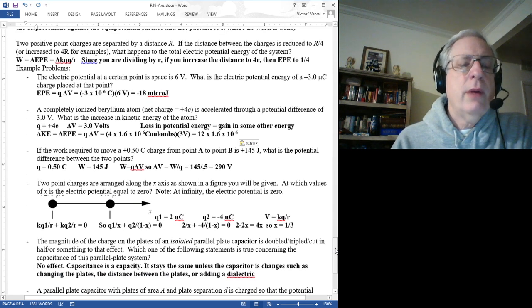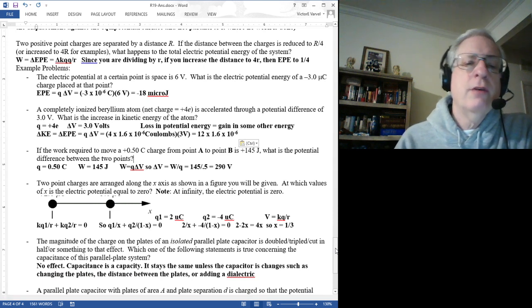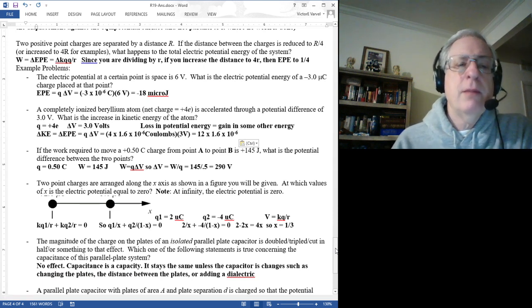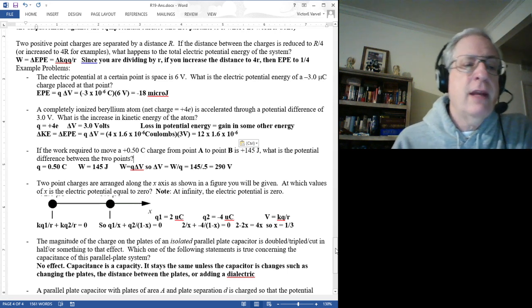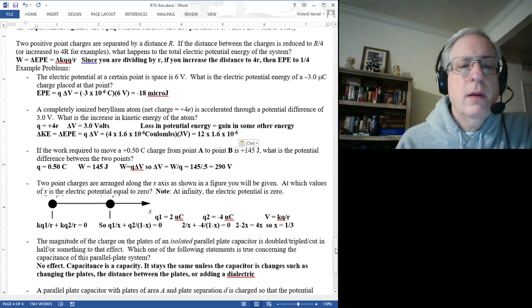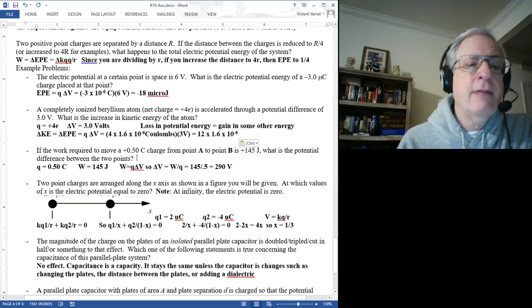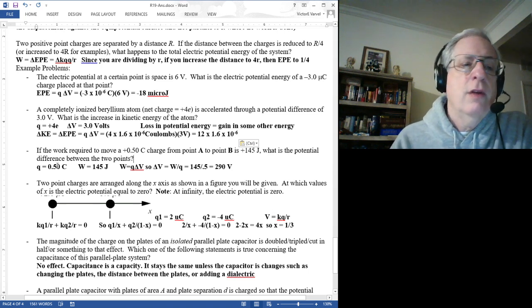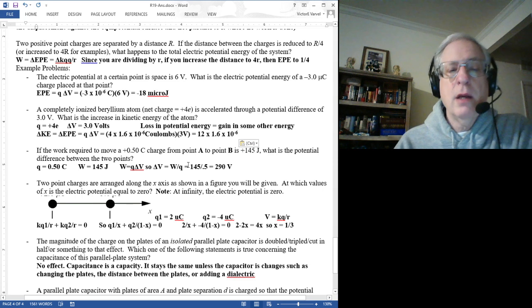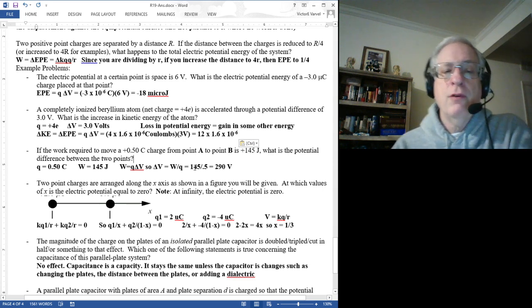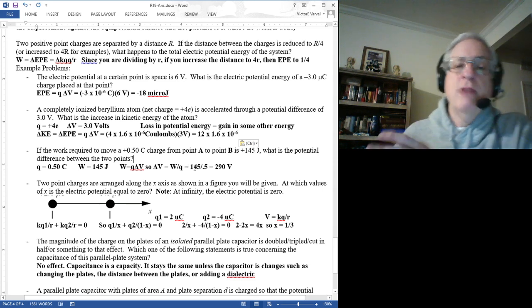Next one, if the work required to move a 0.5 coulomb charge from point A to point B is 145 joules, what is the potential difference between the 2 points? So I've given you work, so I've also given you delta EPE because they are equal, and I've given you the Q. Q is the charge, so I know Q is equal to 0.5 coulombs, work is 145 joules. Work is equal to Q delta V, so delta V is work divided by Q, 145 divided by 0.5, 290 volts. It's because potential difference is volts.